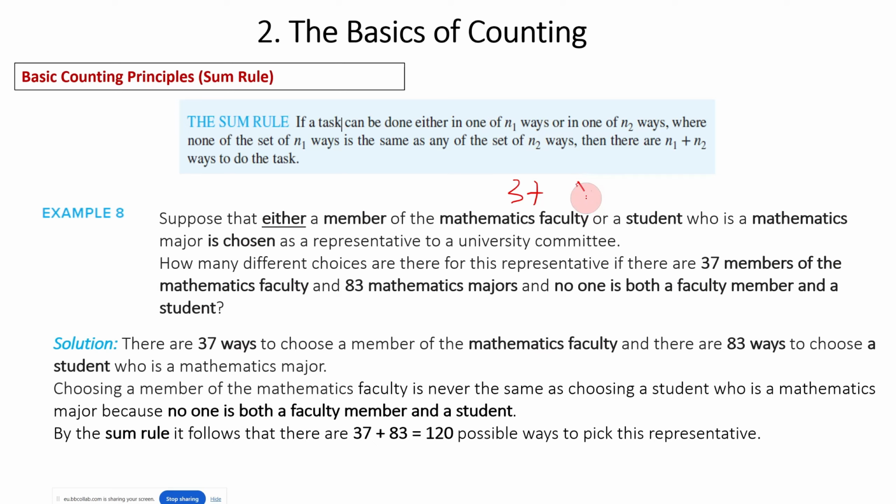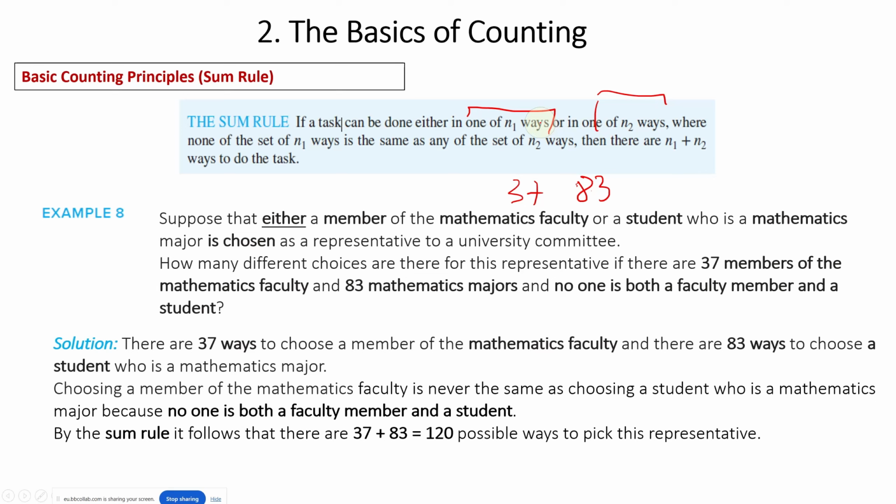And we have 83 students, mathematics major. And here they said that no one is both a faculty and a teacher and a student at the same time, just to make sure that we don't have this case. Then this rule means that if we have this number of ways and this other number of ways, and they are disjoint, that means they have nothing in common.